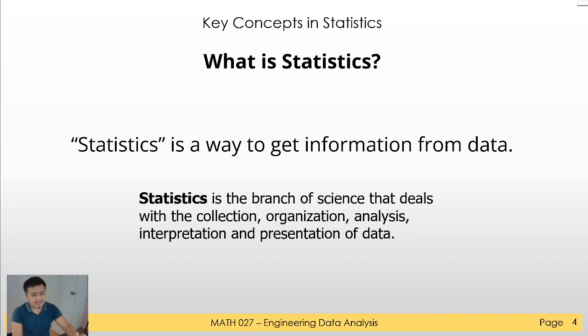So at every aspect of statistics, it will start from the collection of data, and then you will tabulate that data, and then you will perform some analysis on the data by getting, let's say, the average. And then you will interpret the data. So what does this mean? What does average mean? And then you can also present that data using graphs.